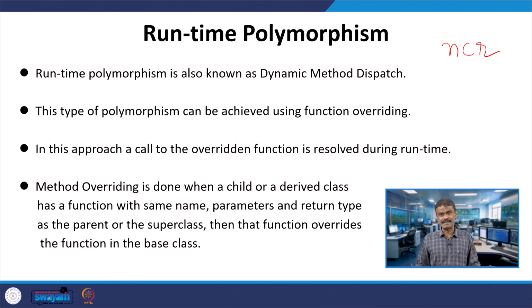So, now the question is, when this object calls, let us say NCR, this is a member function. So, when the object that you have created under the derived class is invoking the function, which one will be called? Assume that all the entities, like data members and member functions, are public in the base class.